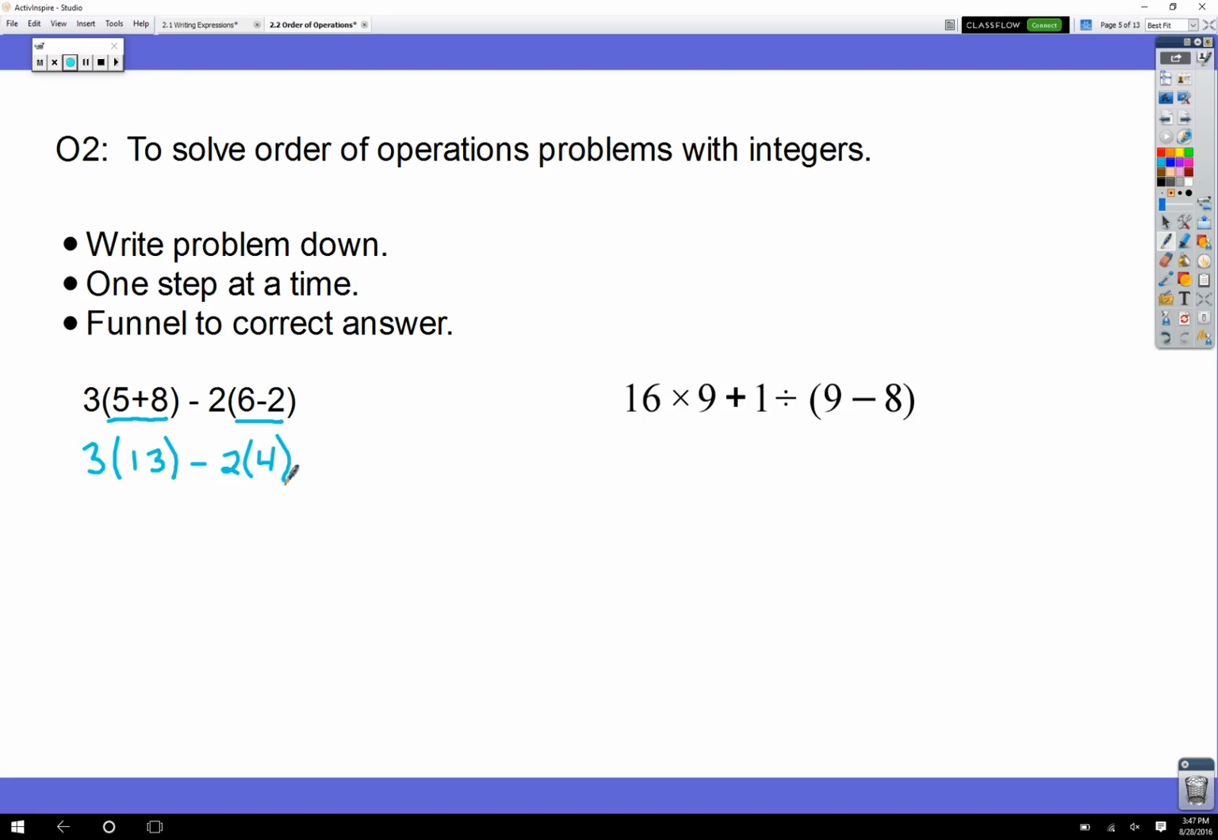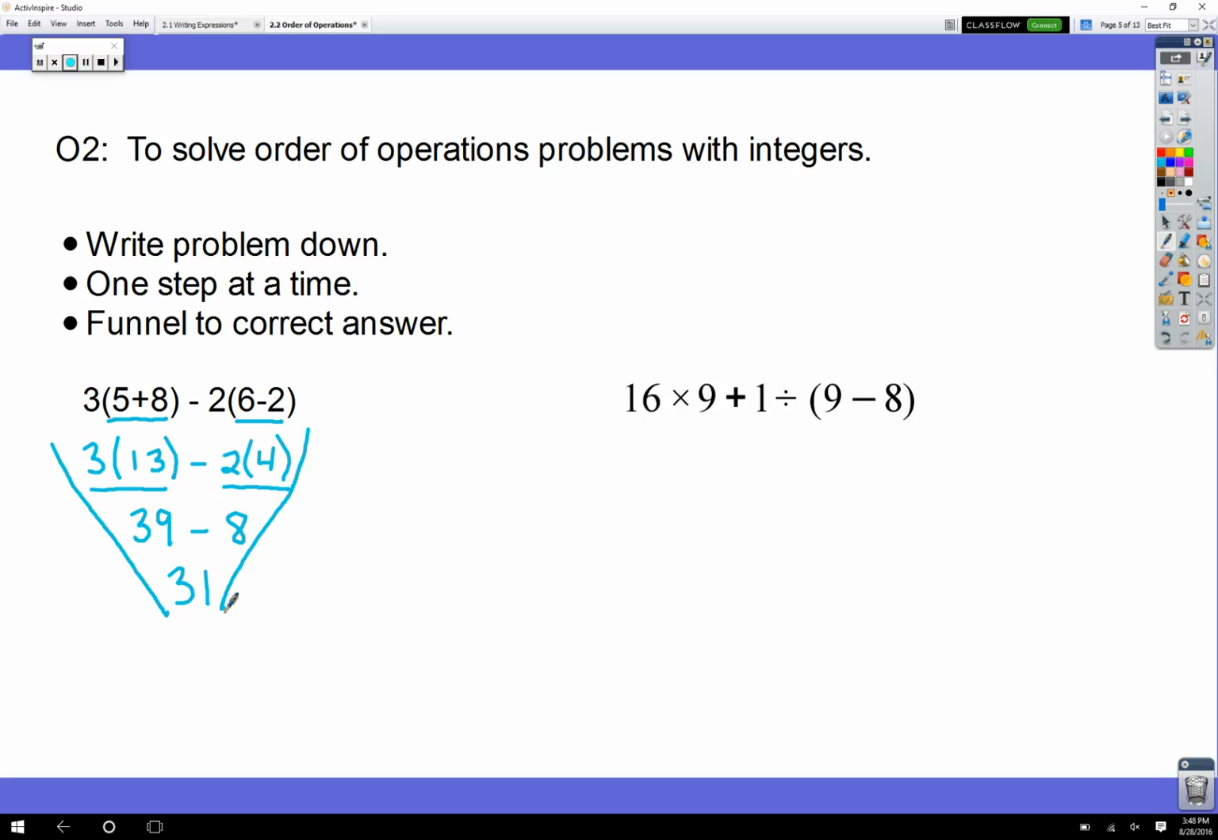Now I have no exponents, so now I'm going to go through and do multiplication and division from left to right. 3 times 13 is multiplication. I'm not going to do the subtraction yet. I'm going to do the 2 times 4. So 3 times 13 is 39 minus 2 times 4 is 8. And now I just have one final subtraction problem. 39 minus 8 is 31. So this is what I mean by funneling it down. Each step should get shorter than the step before it, so it makes a funnel with your single answer at the end. Okay, let's take a look at the next example.